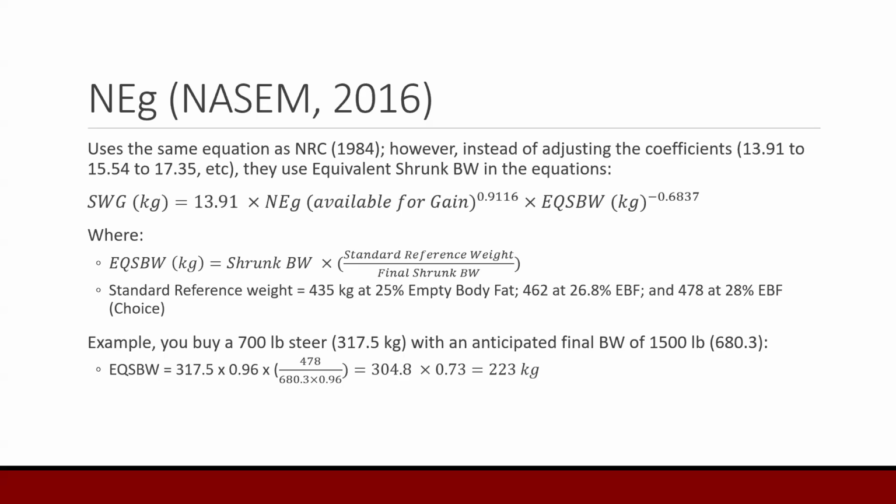So 317.5 times 0.96, because we need to take this live weight to shrunk weight, times standard reference weight divided by the final body weight at 28% empty body fat times 0.96. So that equals 304.8 times 0.73, which is these things. The 0.73 is equal to that. And that's going to equal 223 kilograms. So that animal's equivalent trunk body weight is 223 kilograms.